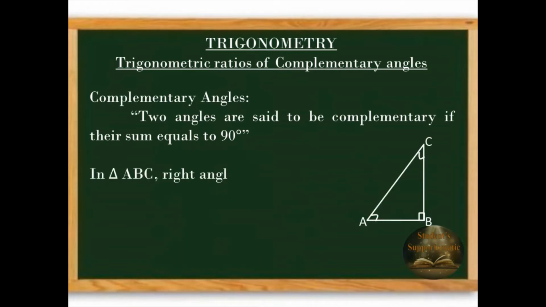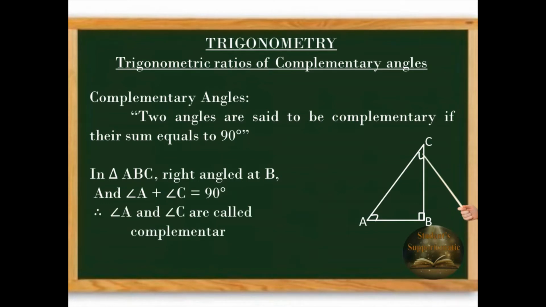For example, here in triangle ABC, it is right angled at B, so it is 90 degrees at B. Then the sum of angle A and angle C is equal to 90 degrees, because the sum of interior angles of a triangle is 180 degrees. But angle B is 90 degrees, which means the remaining 90 degrees is the sum of the two angles. So angle A and angle C are called complementary angles. Angle A plus angle C is equal to 90 degrees.